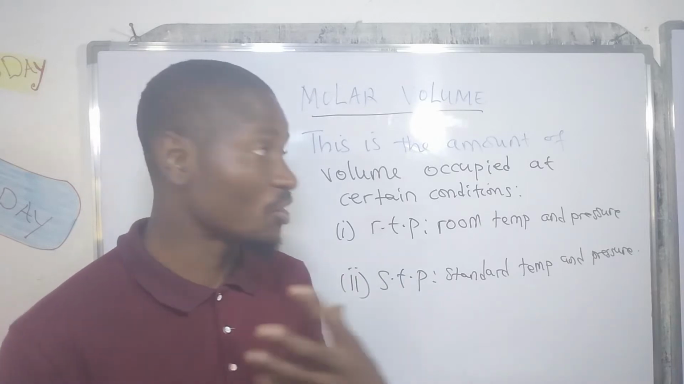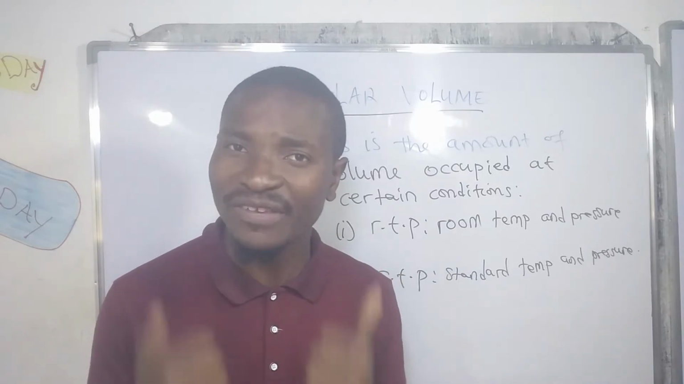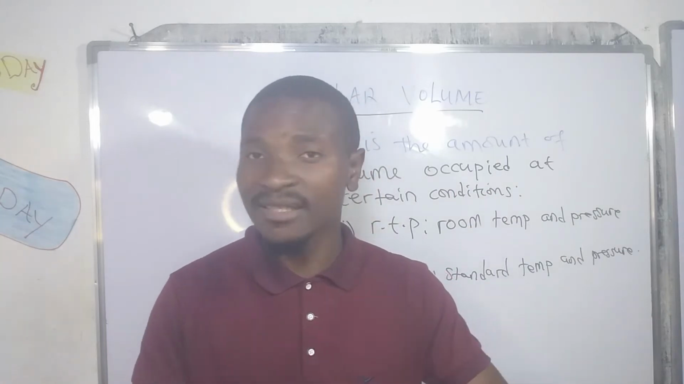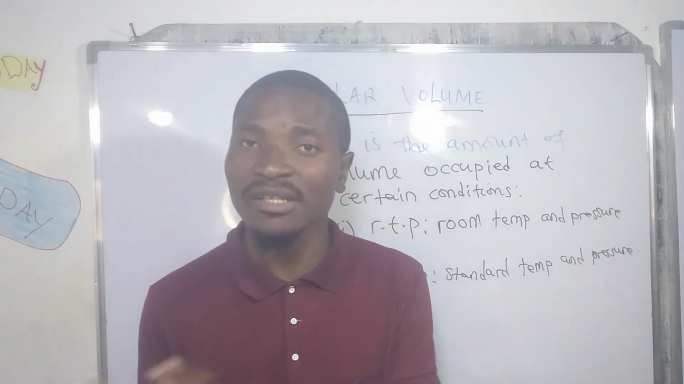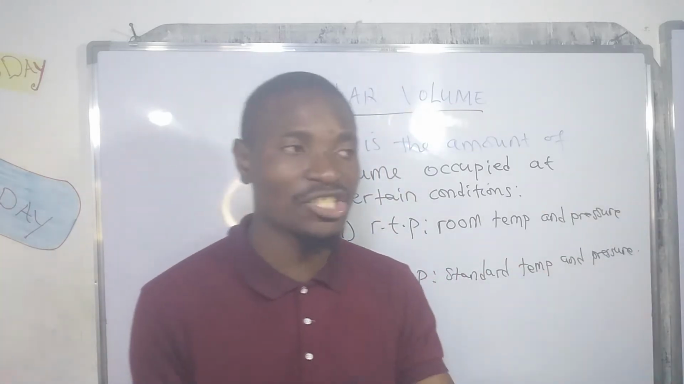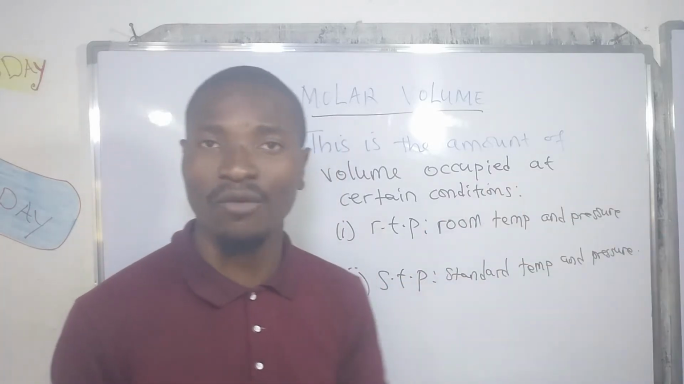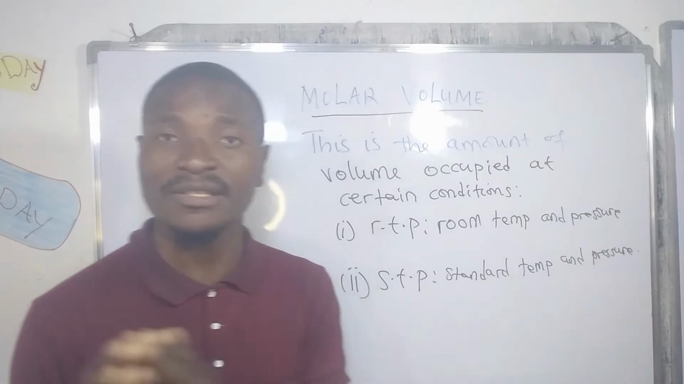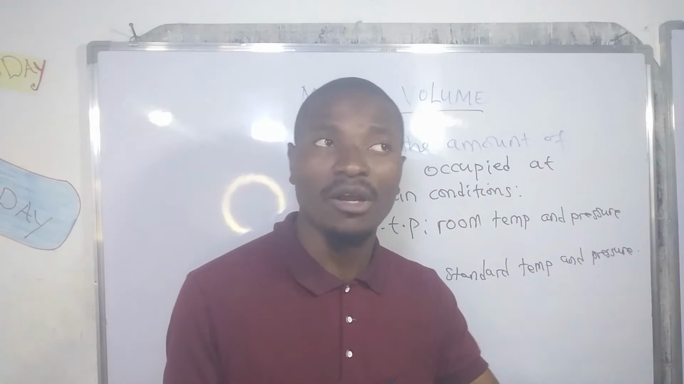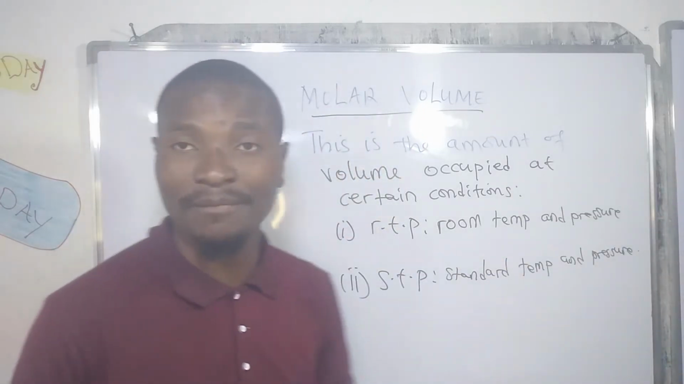So regardless of which condition you are looking at, you should just know that whenever we are dealing with gases, we must ensure that these gases have been subjected to certain conditions, okay? So we have to be specific about what condition the gas is occupying a certain volume at. Is it at r.t.p, is it at s.t.p, okay? Each of these conditions has a specific volume that any gas should be able to occupy, okay?